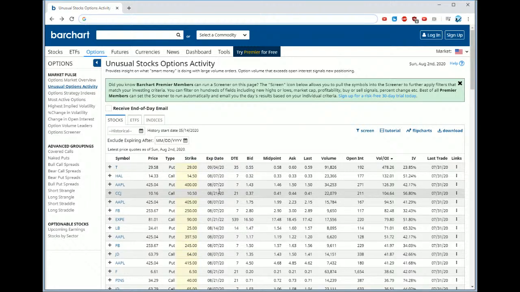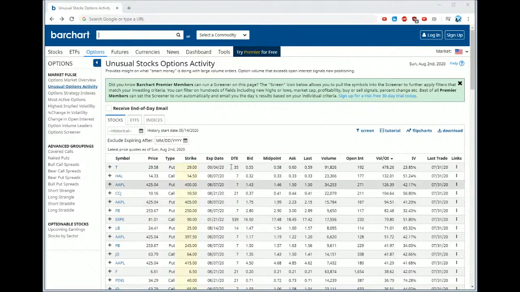So what date you have, right? One of the things we look for is the most recent expiration. So what's happened this week? What's expiring on the 7th? Here you can see Halliburton. Halliburton got a lot of call activity. So what do I look for in option activity?